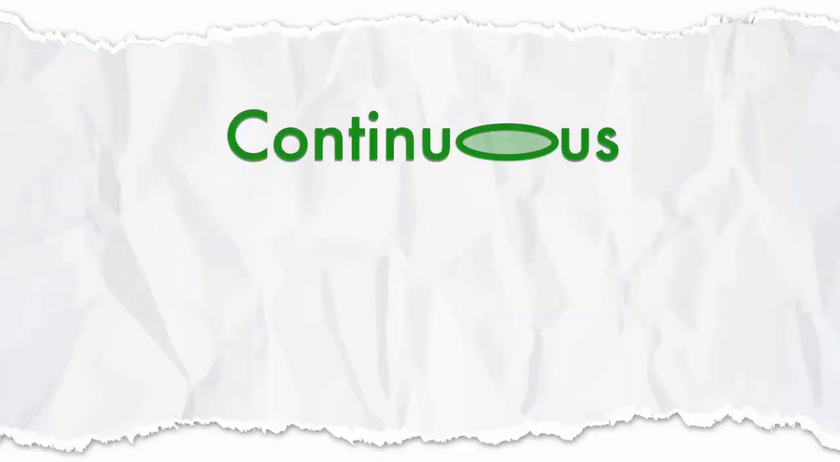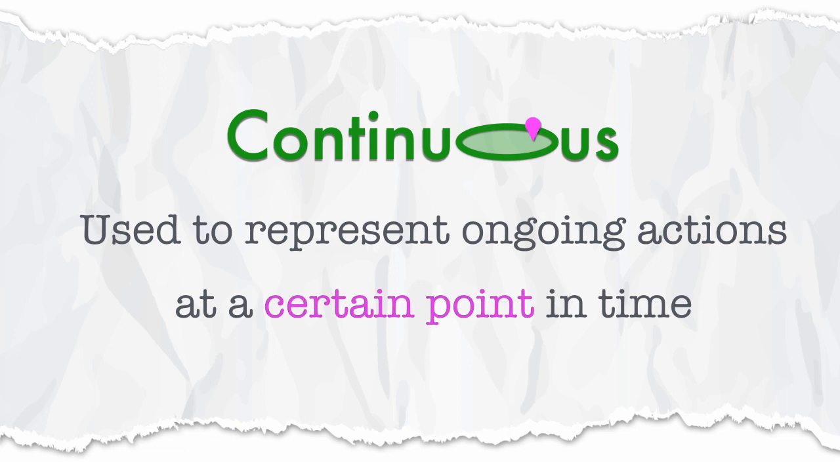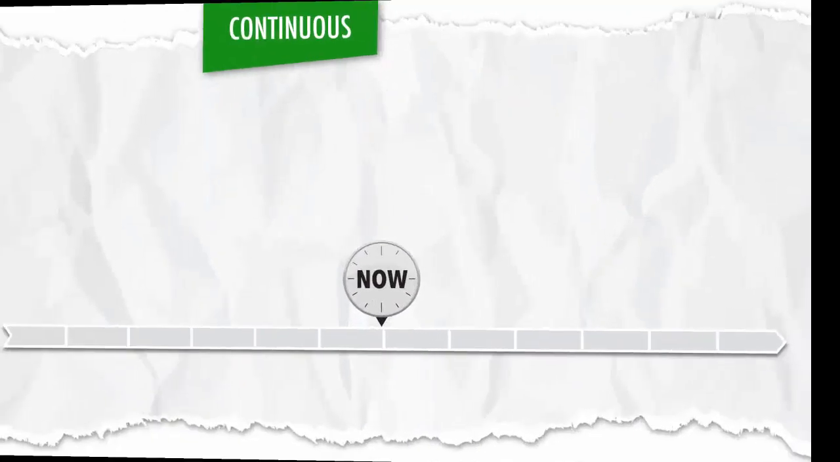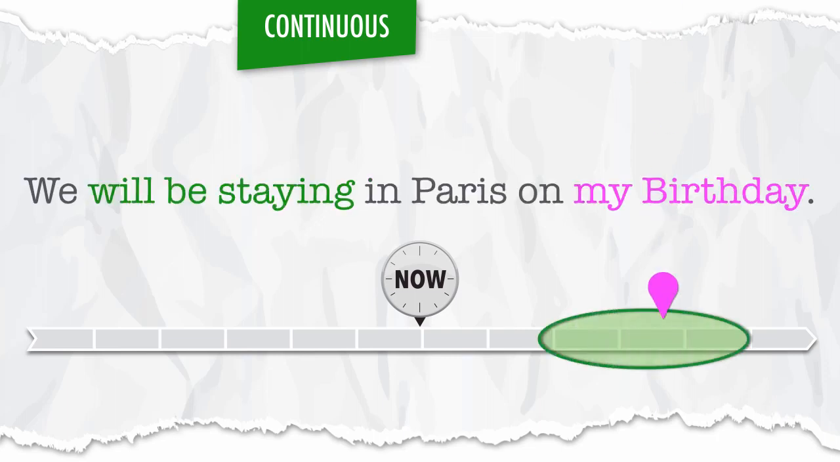Continuous tenses are used to represent ongoing actions at a certain point in time. We will be staying in Paris on my birthday. My birthday is the point in time. We will be arriving a few days earlier and leaving a few days after. We will be staying, this continuous action.